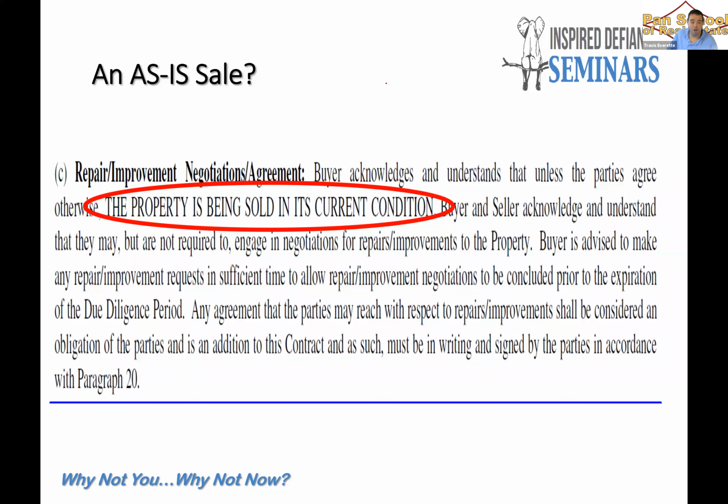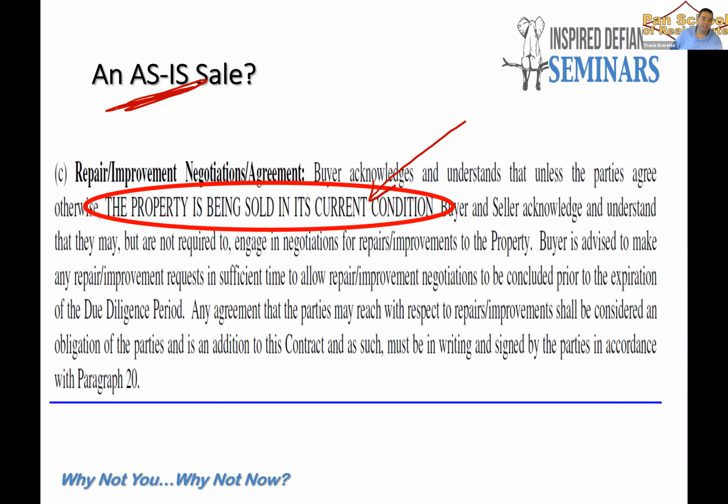This contract also has what some buyers find to be a very shocking statement. I've already mentioned it a couple of times, but I want to point out that it does say that the property is being sold in its current condition. What does that mean in layperson language? It is what it is. As is, where is. We are not fixing stuff for you. You better know what you're buying because we are selling it as is.